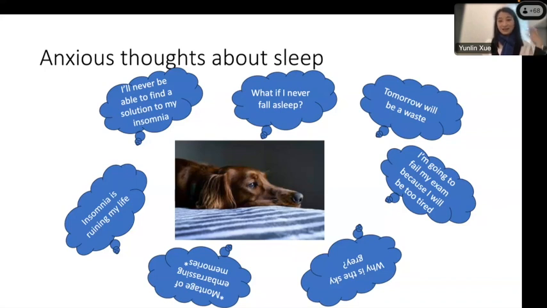This is ruining my life. And you can see how the more you think about that, the more awake you feel and the more anxious you feel. In addition to that, you can start to ruminate on all the embarrassing moments that have happened to you or random questions about the world, and that keeps you awake. So cognitive restructuring is really good for people who have a lot of these thoughts that keep them awake at night.